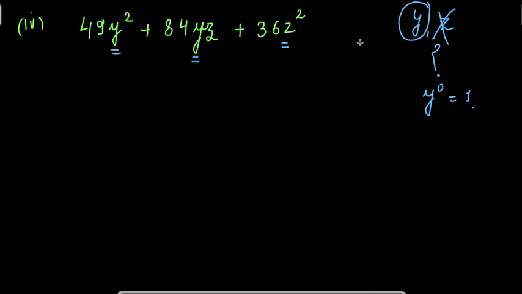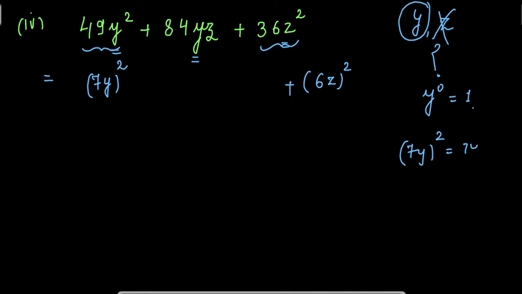Okay, so again you see your first term is a perfect square number. You can write it as 7y whole square. If you go to the last, this is again 36z square, which gives you 6z whole square, right? Because 7y whole square means 7y into 7y, which means 49y square. And if you do 6z whole square, it means 6z into 6z, which gives you 6 6s are 36, and z into z gives you z square.